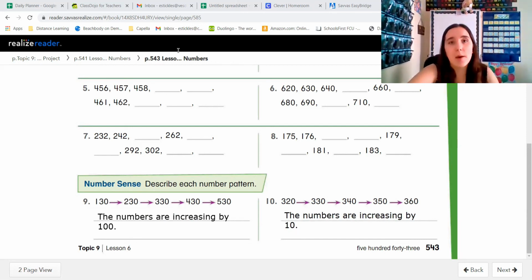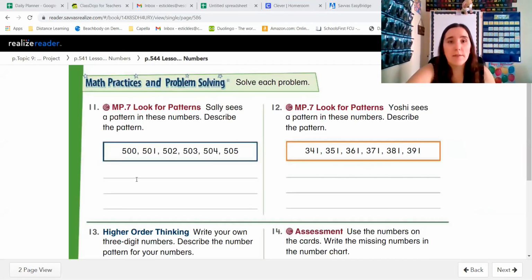We're going to do one last problem on the next page. So let's go ahead and turn that page. We're going to solve number 11 together. It says, Sally sees a pattern in these numbers. Describe the pattern. Let's look at the numbers. 500, 501, 502, 503, 504, 505. We need to describe the pattern that Sally is seeing.